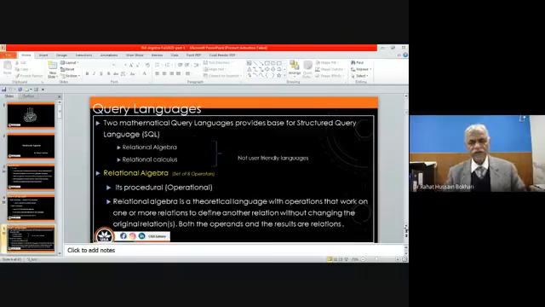Structured query language is based on two languages. One is called relational algebra and the other is called relational calculus. Both are theoretical concepts. And sometimes when we give their syntax, it does not look to be user friendly.